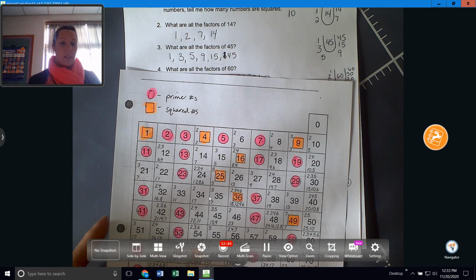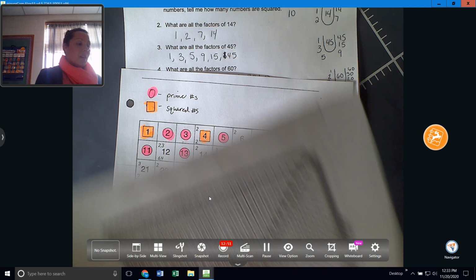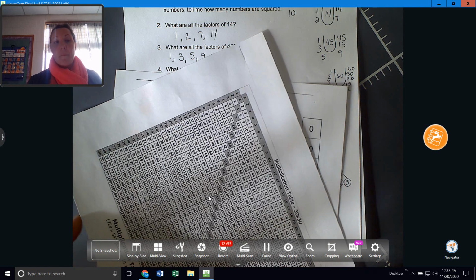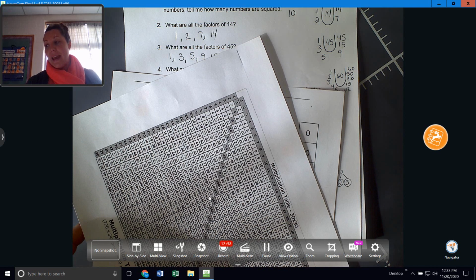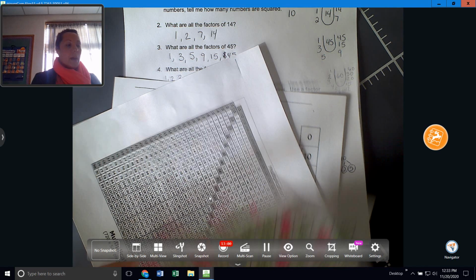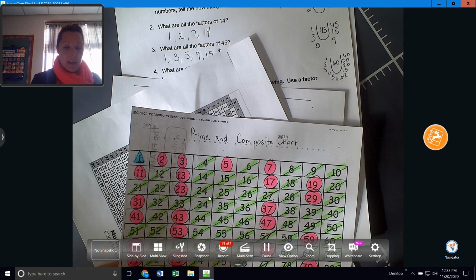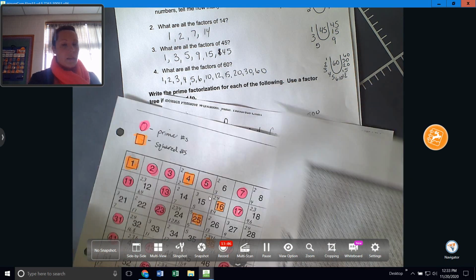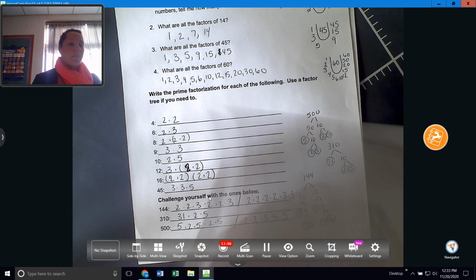This is going to be your friend in this unit. Make sure that you keep these handy. You may need this as well, okay? But these 2 other charts will really be helpful. Alright, you guys.